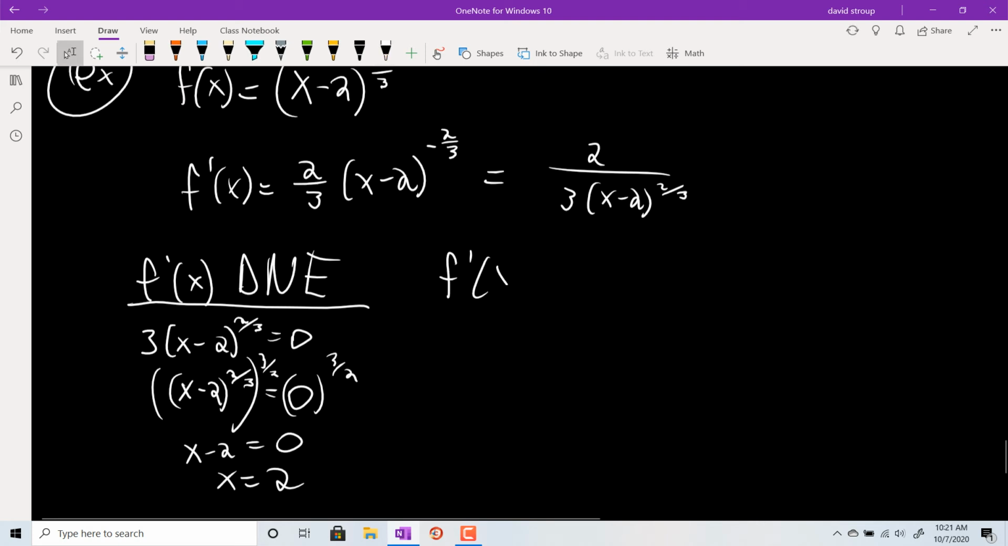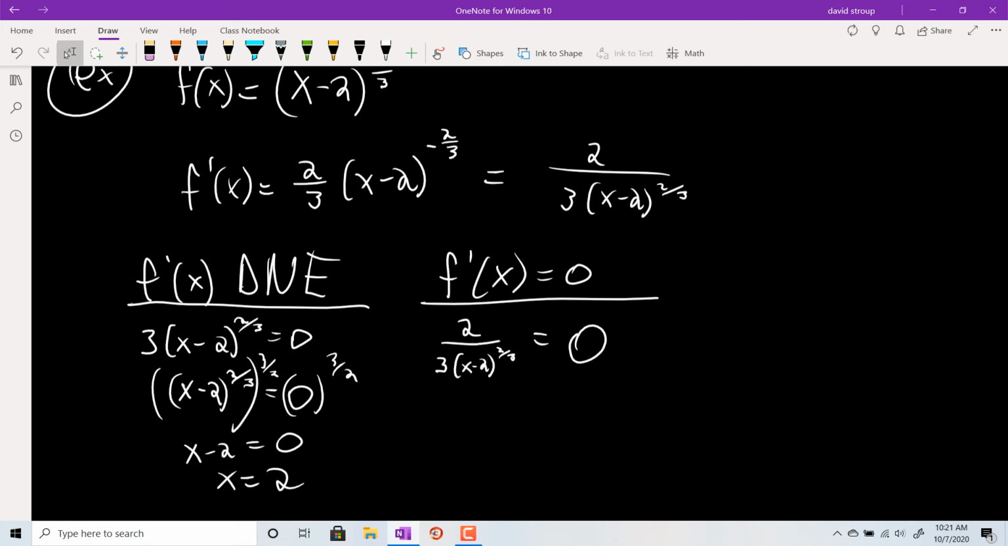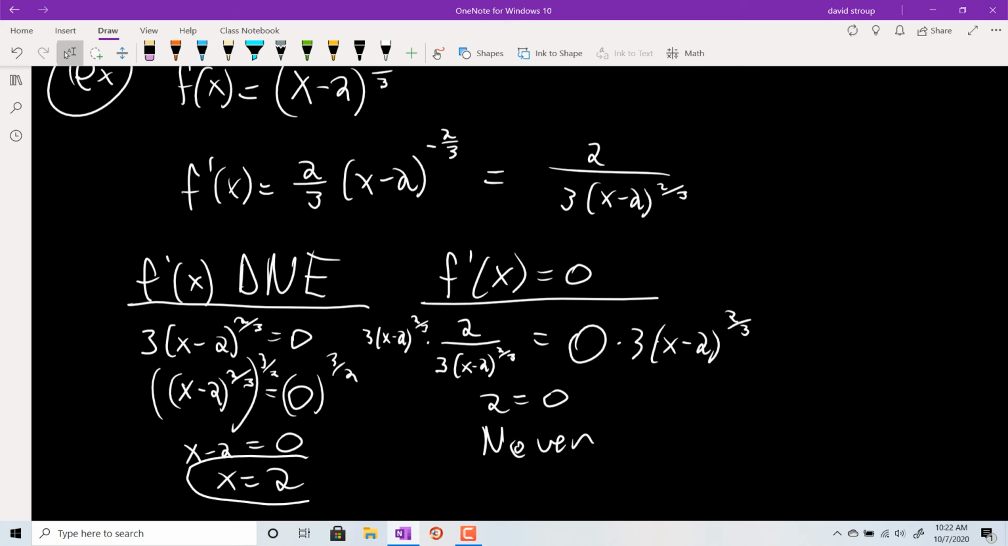Then where does f prime of x equal 0? So in this case, it'll never be 0. You just multiply both sides by the denominator, so 3 times (x minus 2) to the 2/3, and you get 2 is 0, so no solutions. That'll never happen. And our only critical number then is x equals 2.